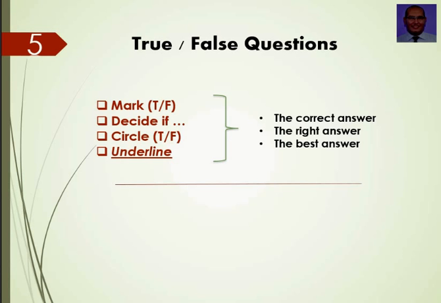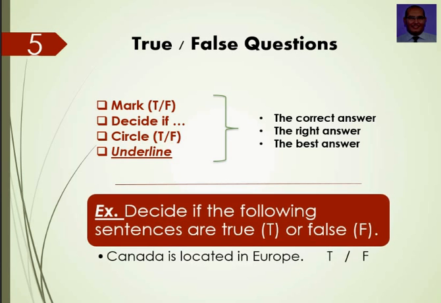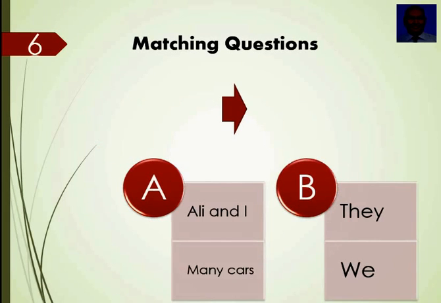So what we do here, as an example: decide if the following sentences are true or false. Canada is located in Europe. Is it true or false? Okay, it's false. So you can circle, and this is the best, or you can underline. This is how we answer a question like this.